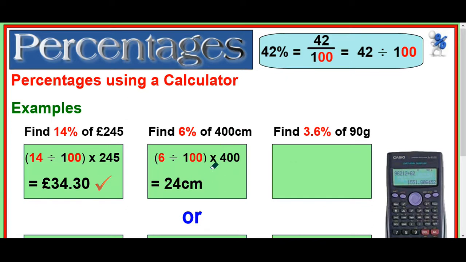Notice again I've changed units. And even the last one with this 3.6% would be hard without a calculator, but calculator work just the same. 3.6 divided by 100 times 90, and your answer is 3.24 grams.